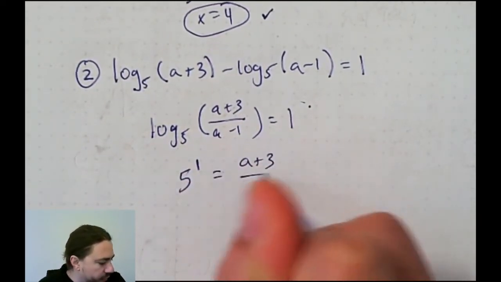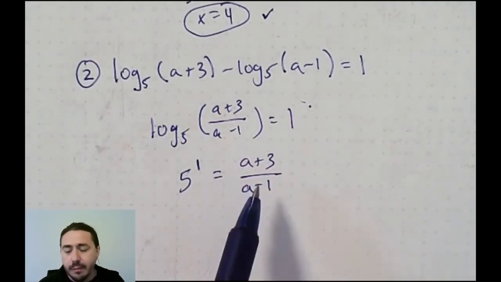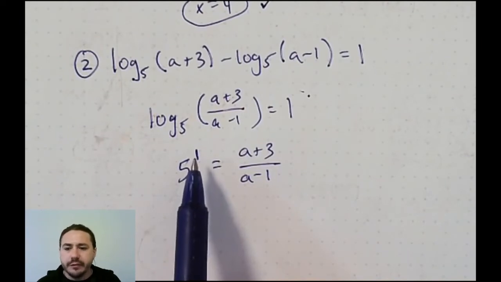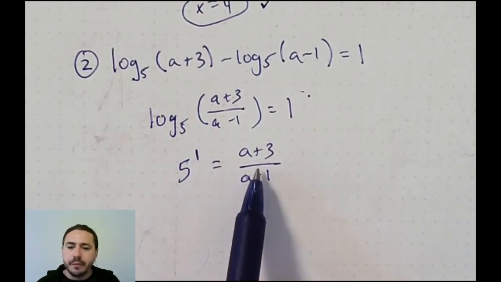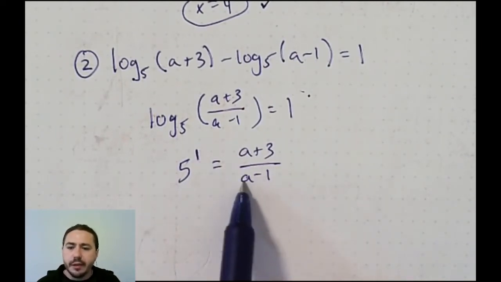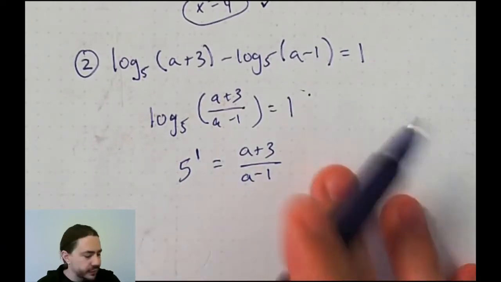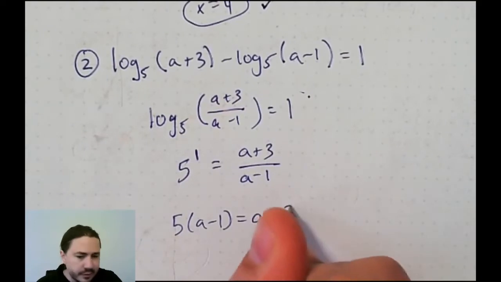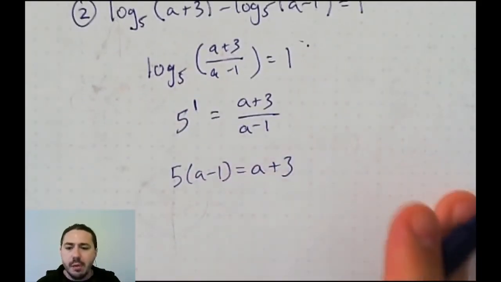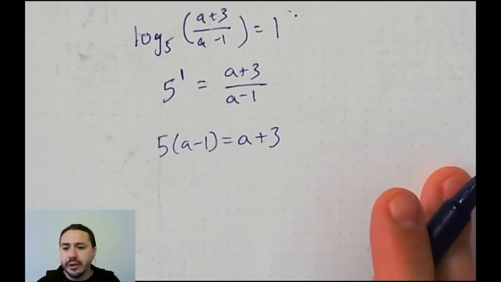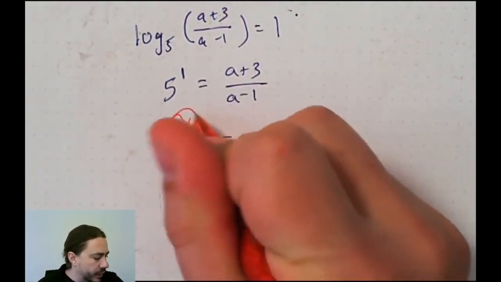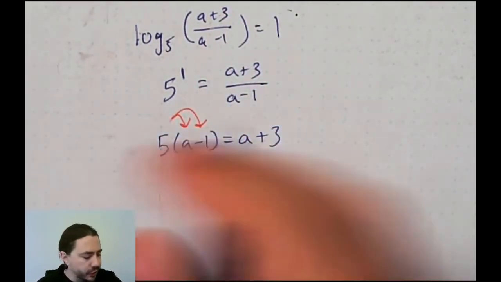And all of a sudden, this becomes a much more approachable problem. 5 to the first power is just 5. Anything to the first power is just itself. We can now multiply a minus 1 to both sides so that we get rid of our fractions. Now we've broken this down. Now we've just got another linear equation to solve. So again, I'm going to run through this. I don't think we need to spend too much time on how to solve linear equations.